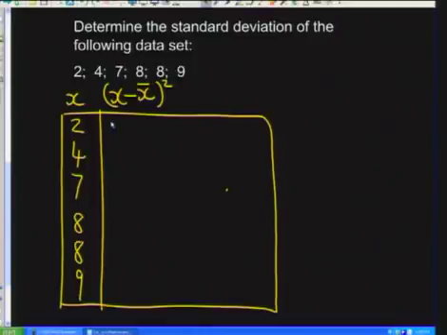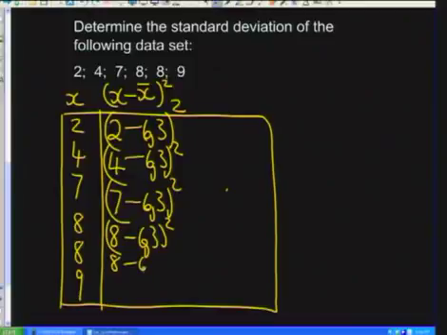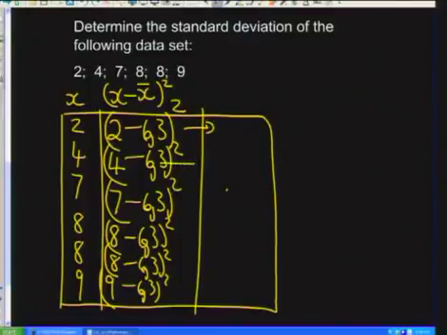You're going to take your individual data value, which is 2. You're going to subtract 6,3 from it. Then you're going to take that answer and you square it. Then you're going to take your next data value, 4. You're going to subtract 6,3 from it. You're going to square it. 7 and subtract 6,3 and square it, and 8 and subtract 6,3 and square it, and do that again. 8 minus 6,3 squared, and then 9 minus 6,3 squared. And maybe what you'll do is you'll write down all your answers over here.